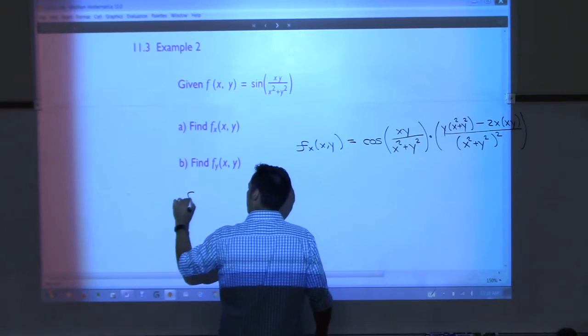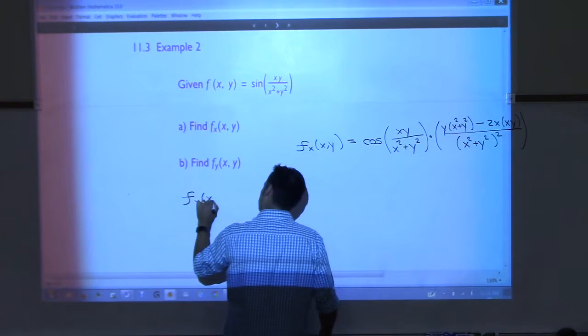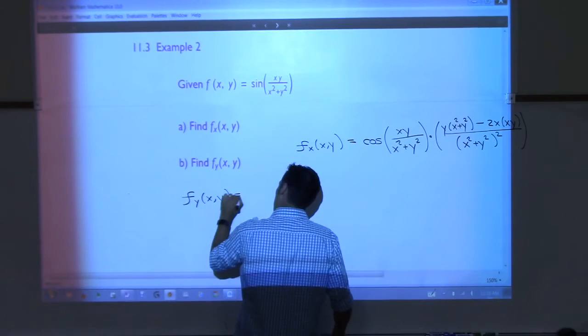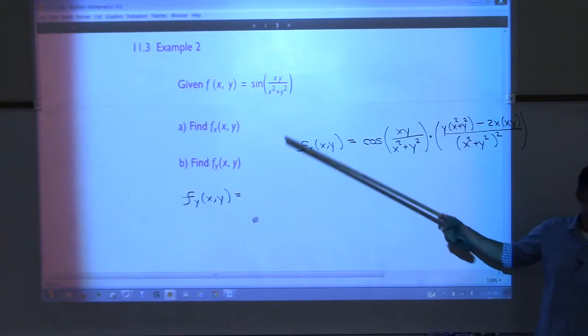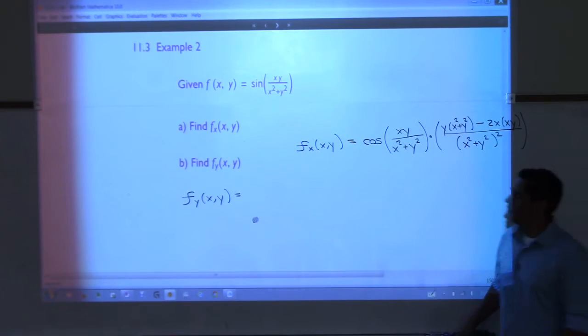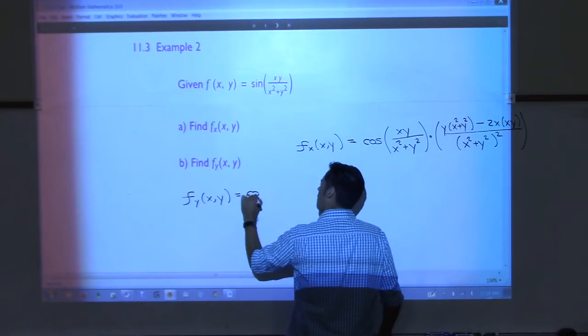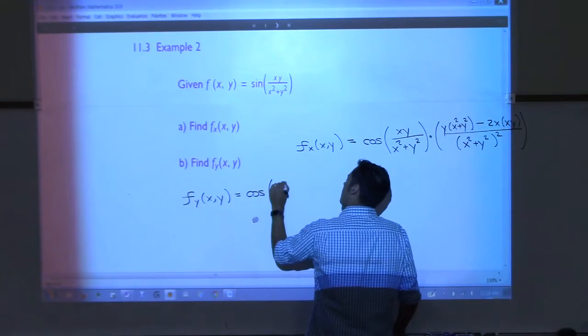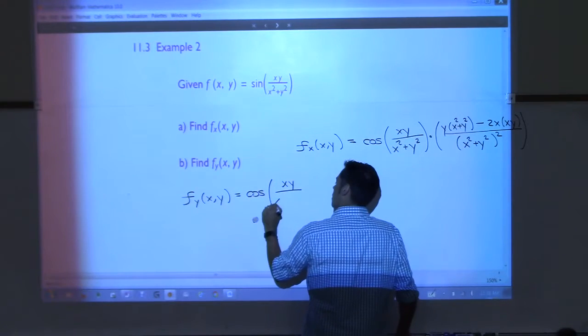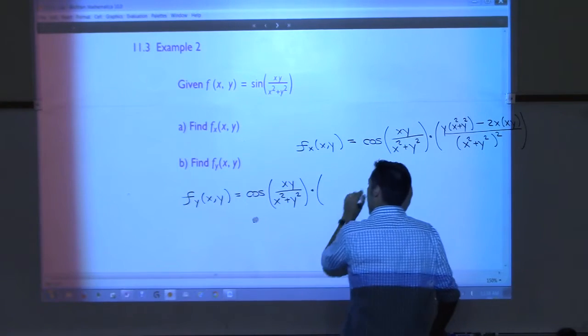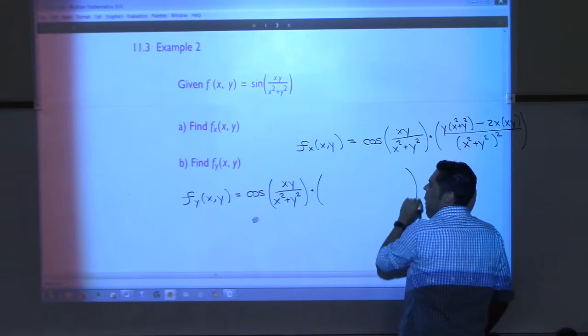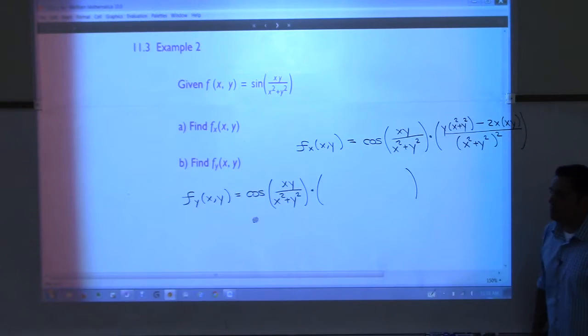Partial of f with respect to y. All right, same story, right? Sine of something, so we take the chain rule, take the derivative. It's going to be cosine of that something, times, now quotient rule again. It's just that some things are going to change in my quotient rule, right?